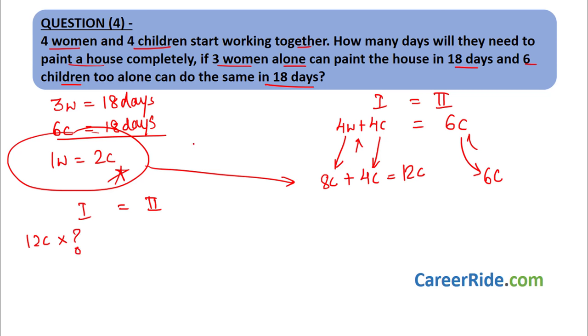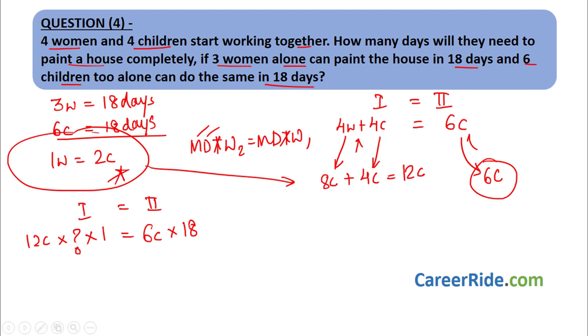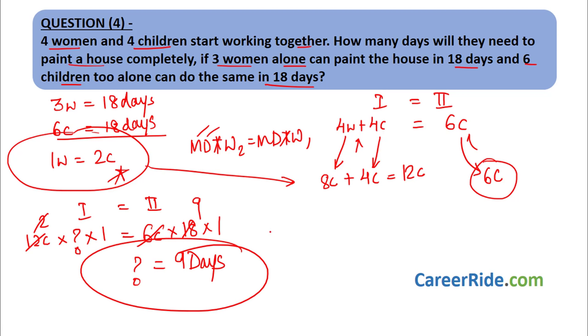We do not know. Okay, what the formula is, you know, MDTW. Men, we know 12C, number of days, we do not know yet, time is not given, don't consider. Work done. What is the work done? Painting a house. We saw painting a house means take the work as 1. So in second case, the work done is 1 equal to in the first case. Now here we have taken 6 children. You can take 3 women also, there's no problem at all. But here we are considering the situation of 6 children. So there are 6 children, they take 18 days to paint the house. And time is not given and the work done is nothing but 1. Let's calculate. This becomes 2, 2, 9. So it is 9 days. So when 4 women and 4 children start working, they take 9 days to complete the house.